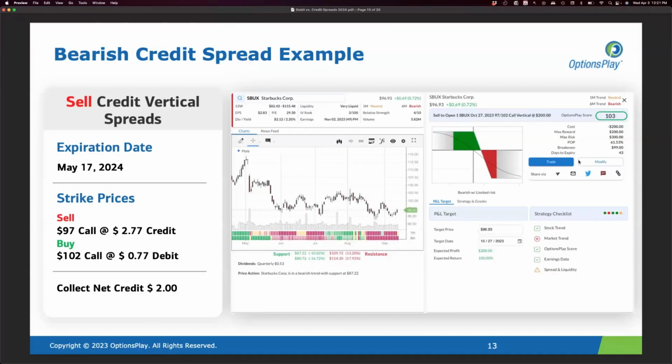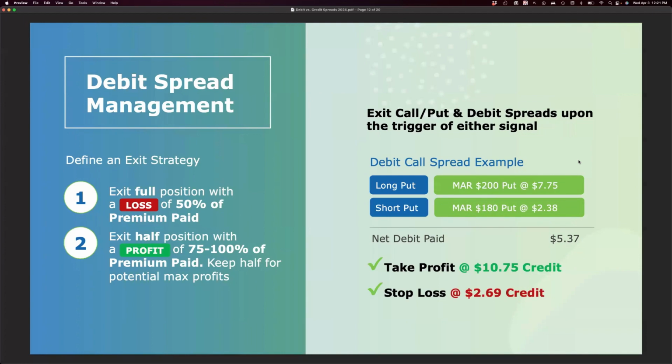Okay. So lastly, let's cover once you're in a debit spread, how do you typically think about managing it, right?